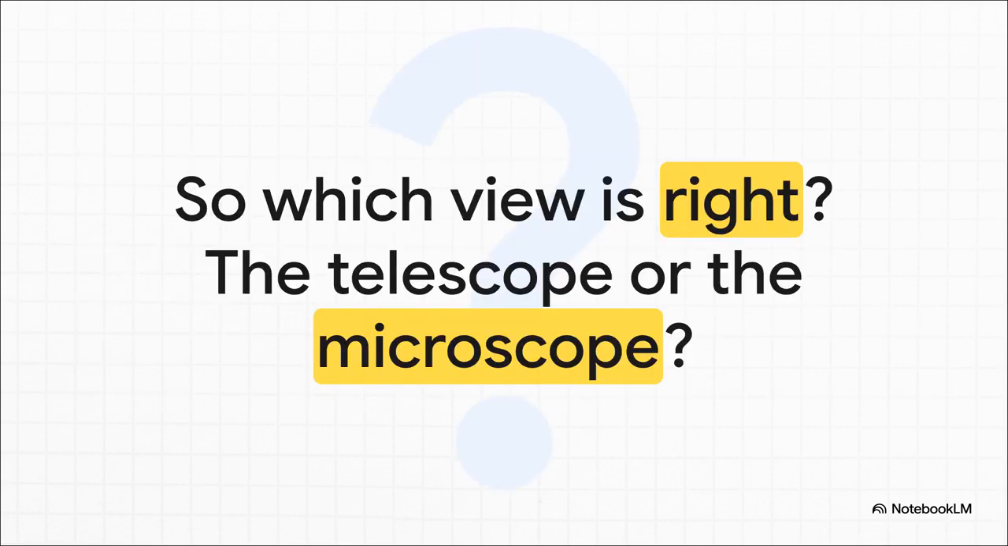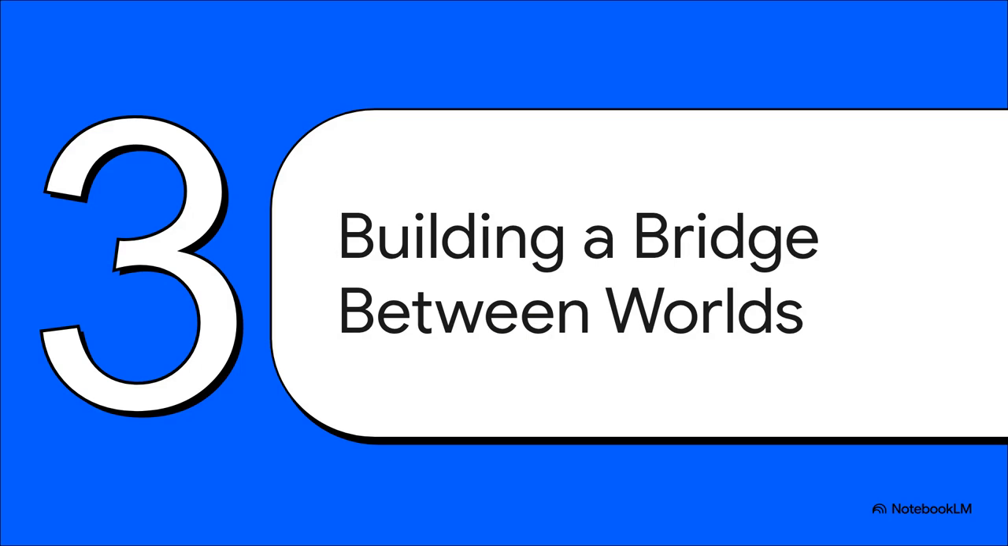Okay, so this brings us to a really important question. We've got these two super powerful but honestly pretty contradictory views. The telescope shows us these giant structures that seem to control our lives. The microscope shows us creating our social world with every interaction. So which one is it? Which one's correct? Well, the modern answer is you need both.